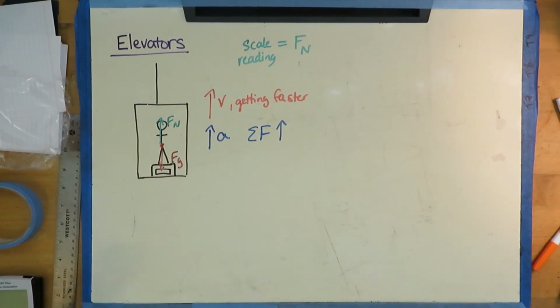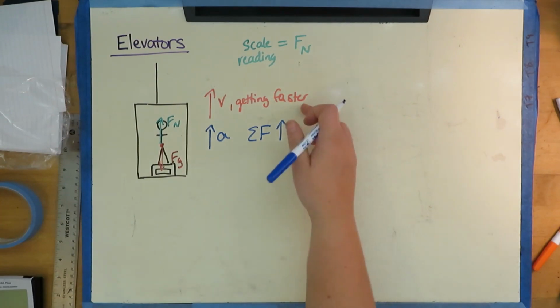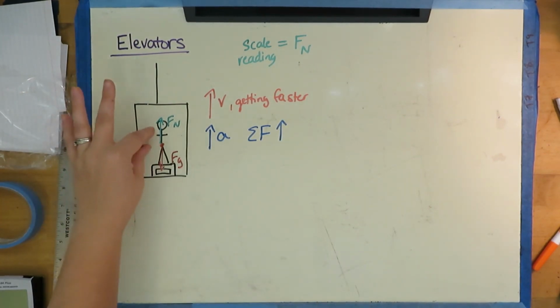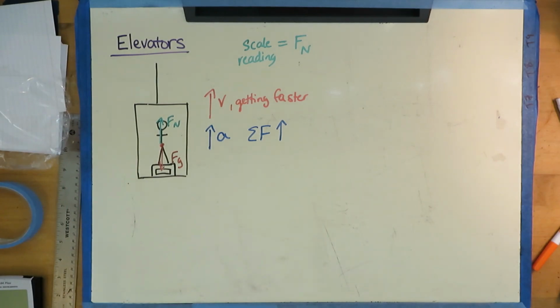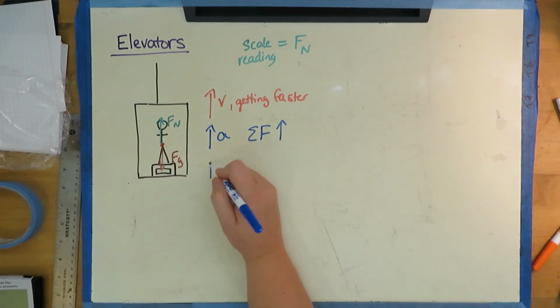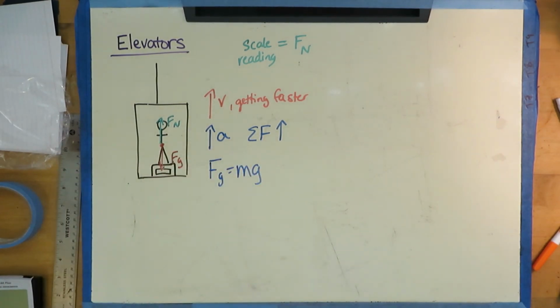I've not added any forces. I'm still just standing on the scale. The elevator itself experiences other forces in order for it to accelerate, but there isn't really any change in the types of forces that are acting on me just because the elevator is accelerating. So how do I make my net force larger? Well, my gravitational force is a constant because it's equal to m times g, and I'm assuming this isn't some space elevator that's accelerating me all the way up to the ISS.